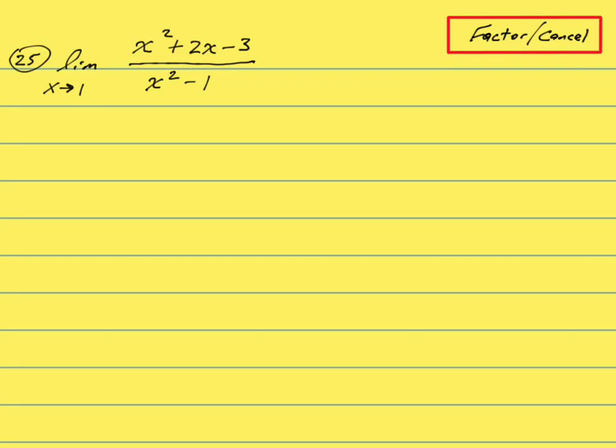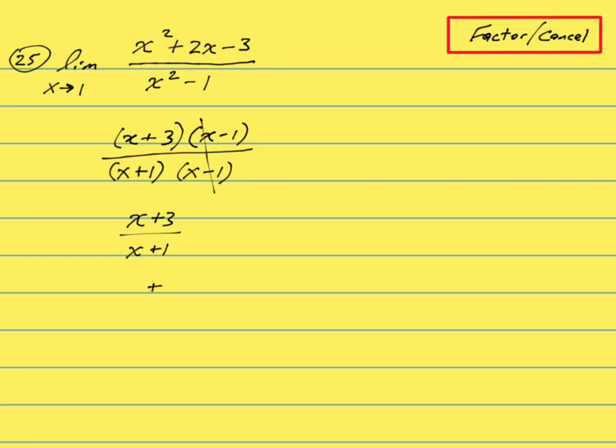25 is another factor and cancel. You're going to factor the numerator. What multiplies to negative 3 but adds to 2? I think that would be 3 and negative 1. This factors to x plus 3, x minus 1. So I'm left with x plus 3 over x plus 1. So what do I replace the x with? 1. And I should get 4 over 2, which makes this limit 2. There are a lot of factor and cancels if there are polynomials that can factor.